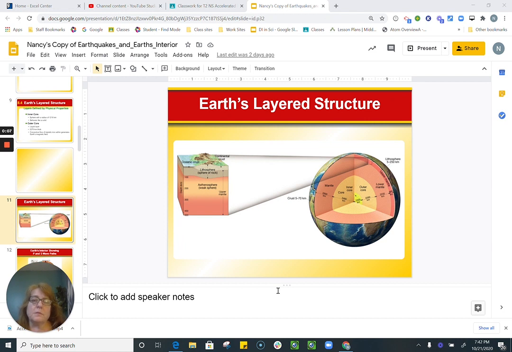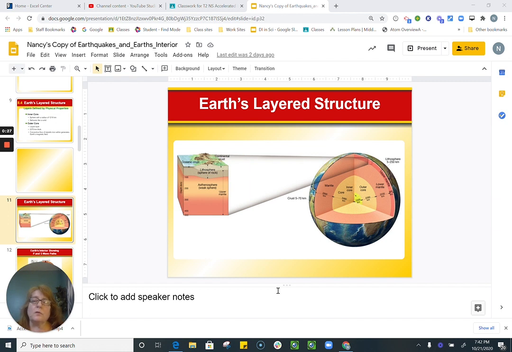This little video is going to be about the layers of the Earth. In our course, we started talking about the theory of continental drift. We haven't got to the point of explaining how that works, but in order to do so, we need to talk about the layers of the Earth first.